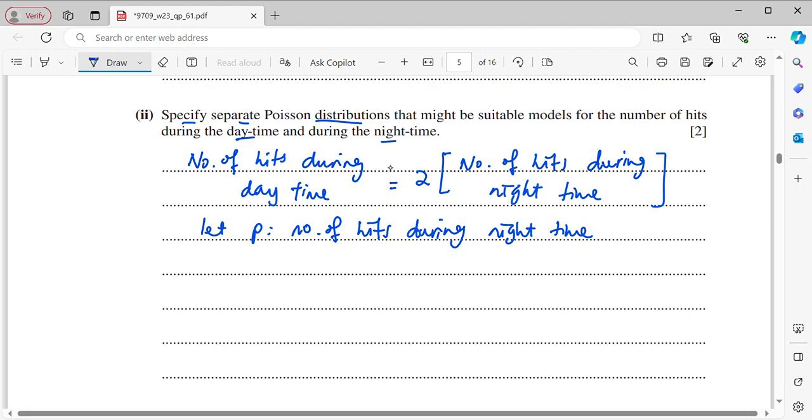Alright, so for the daytime, it is 2P because it's double the hits during the night time. Then you plus the number of hits during the night time, it will be P. It will be 2 of 0.3 because it's mentioned that it will be 0.3. So now we have two distributions. This is why 2 times 0.3. Then from here, I will be getting 3P equals 0.6. That means my P is basically 0.6 divided by 3, which is 0.2.